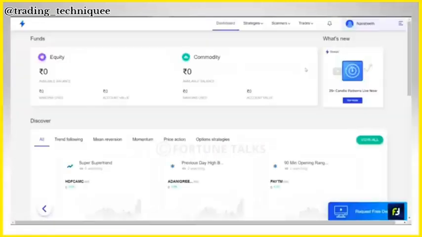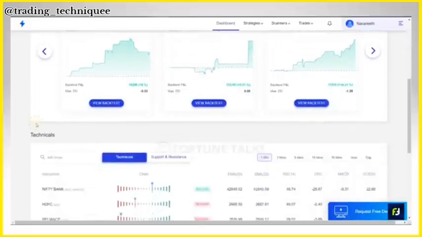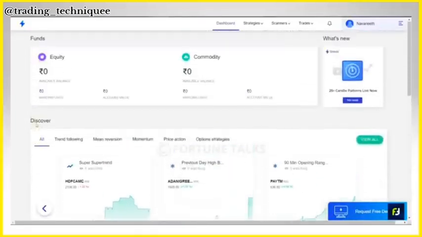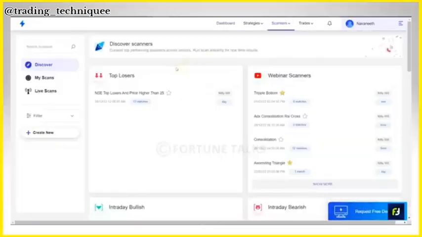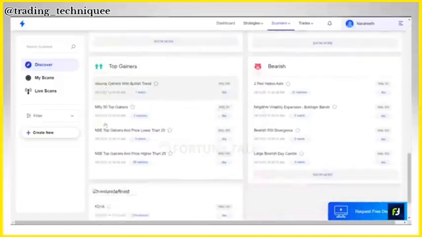And once you log in, you will be welcomed with a neat homepage where you can see a discover section with the well-performing strategies. But for now, we are only interested in scanners. So on the top, click on the option that says scanners and a drop-down appears. Just click on the discover option and it will take us to a new page. And as you scroll down, you will be able to see a lot of custom scans.